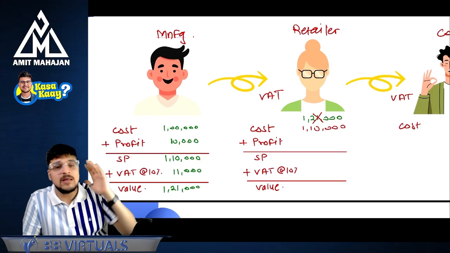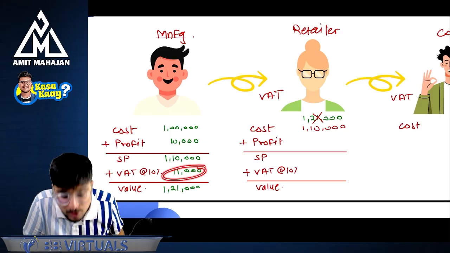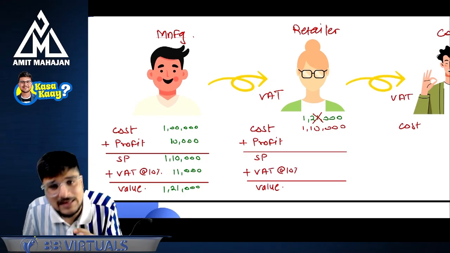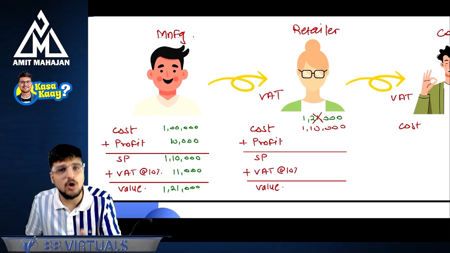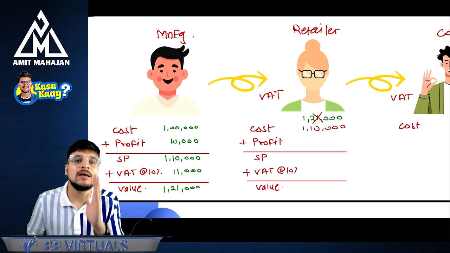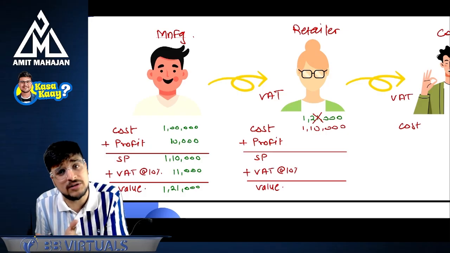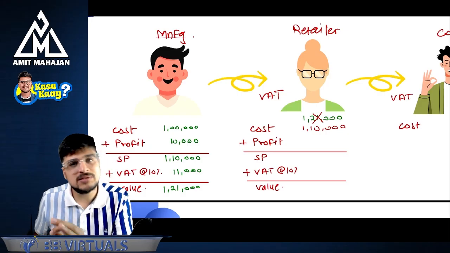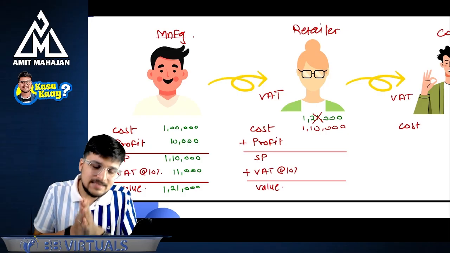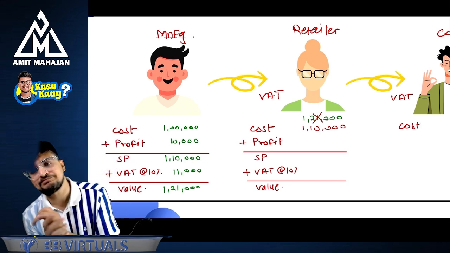At that point of time, he is going to take a credit of 11,000 rupees. That's why, for that retailer, this VAT of 11,000 rupees is not his cost. But sir, he paid 11,000 rupees. How can you say it is not his cost? I will give you one simple example. Okay. Let's take a simple example.